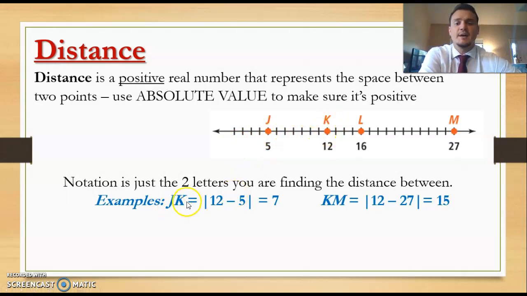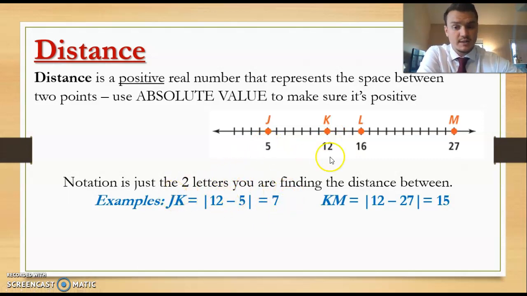So in this case, if we wanted to measure the distance of J to K, we could do 5 minus 12, which is -7, and then take the absolute value of it and get +7. Or in this example, we could take 12 minus 5 and still get the same result, a distance of 7.